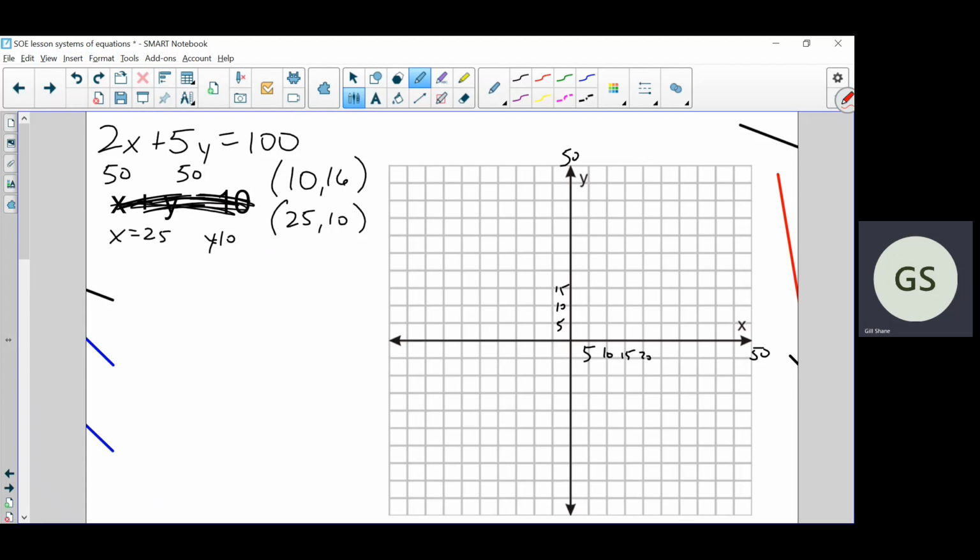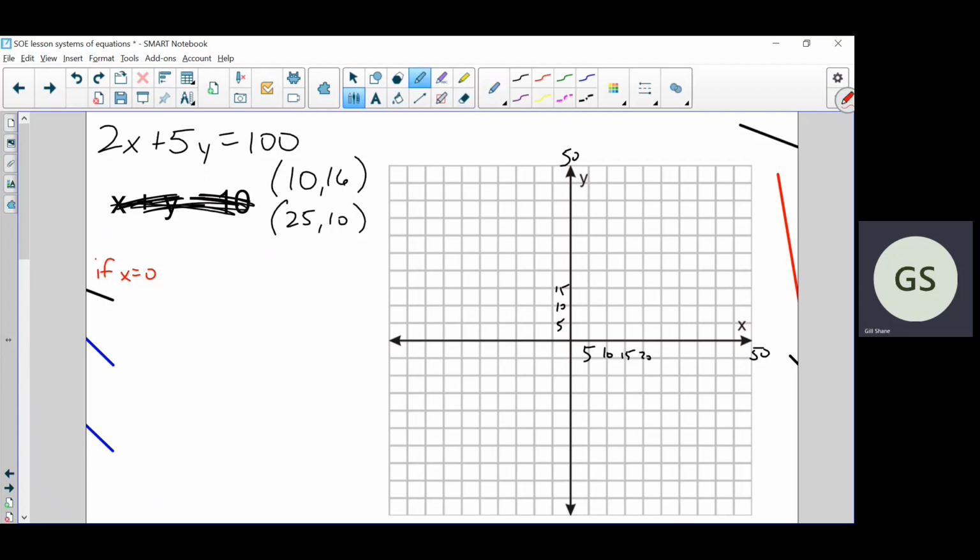You are going to take x, and you're going to say, well, what if x equals 0? What would y then have to be in order for this side to equal that side? Basically, this side has to be 100. So what happens if x is 0? What happens to this term right here? It goes to 0, right?